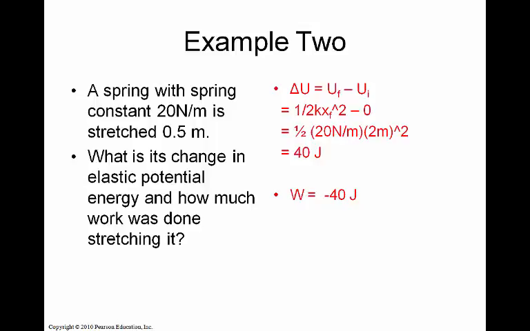So, if we find delta U, and we use our formula, 1/2 kx squared, we know that to start with, the spring wasn't stretched at all, so it had no potential energy. So U_I is 0. When we plug in our numbers, we get 40 joules of potential energy gained when we stretched it. Of course, it lost 40 joules of kinetic energy at the same time. And the work done on it is equal to negative 40 joules.